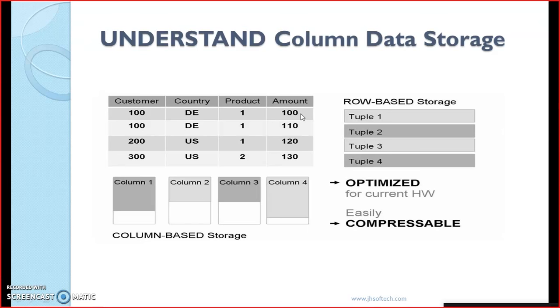Now, what happens in columnar storage is that it's going to store each field in a different column. For example, the customer is stored in a different table, country is stored in a different table, product is stored in a different table, and amount is stored in a different table. In that way, there'll be optimization in the hardware, and it's easily compressible as well.